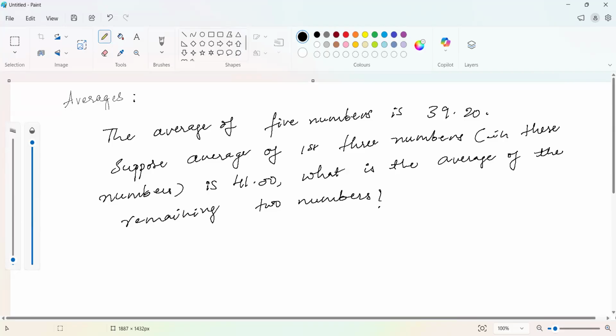You're getting 36.5. All of you? Yes, correct. Okay, for the first three numbers, we have the average as 41. So the next two numbers have to be definitely lower values, because the average of five values is 39. So you need to have lower values which will balance out the average to 39.